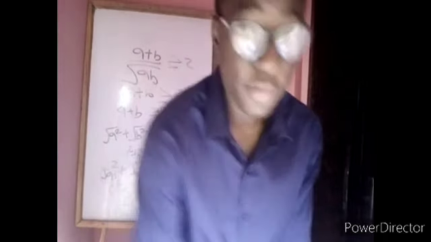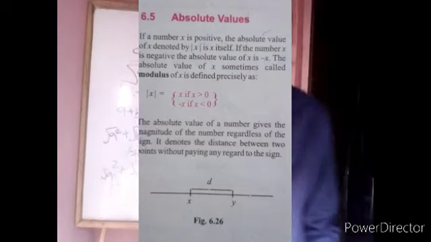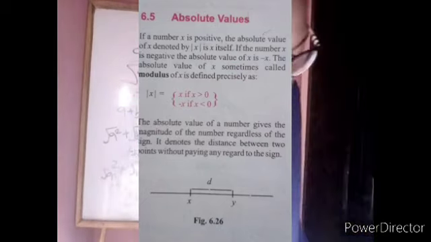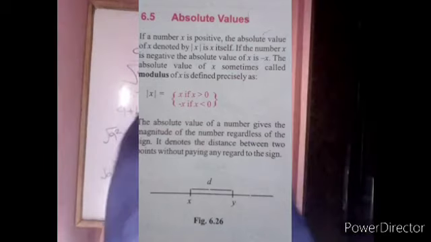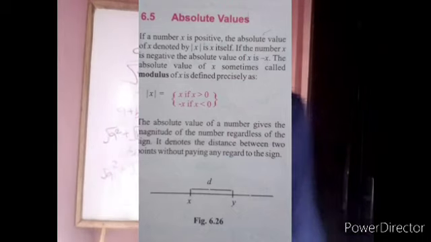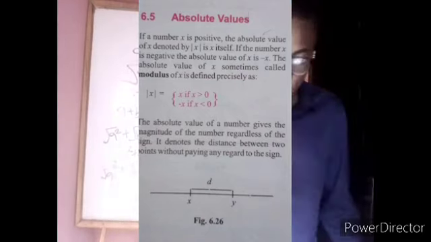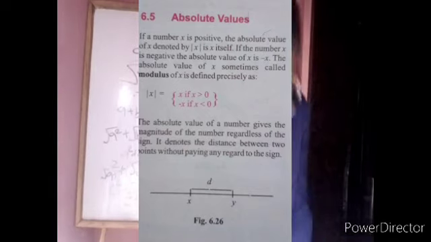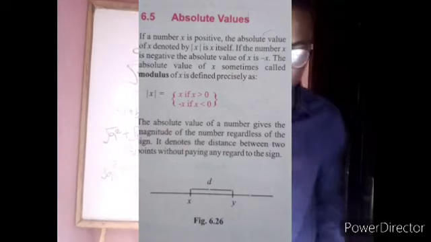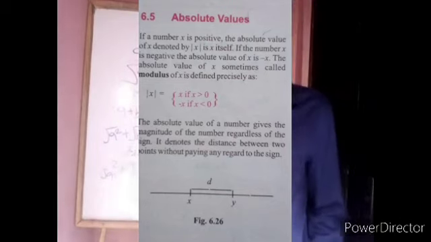So let's move on to another concept in sets, and that is the concept of absolute values. Absolute values are not very difficult. They are basically values that have two possible outcomes. When we're dealing with absolute values, we'll often be dealing with bracketed figures in the questions. For example, in this absolute value here, if a number x is positive, the absolute value of x is denoted by absolute x, and it is x itself. If the number x is negative, then the absolute value of x is minus x.